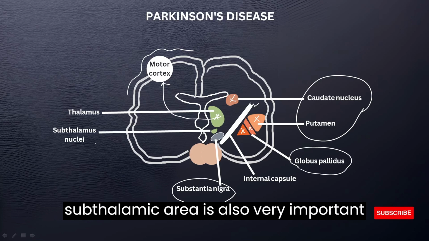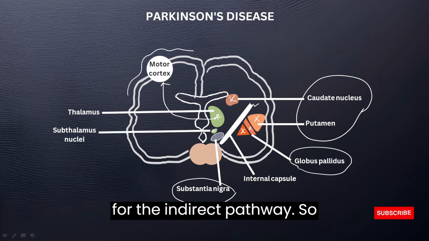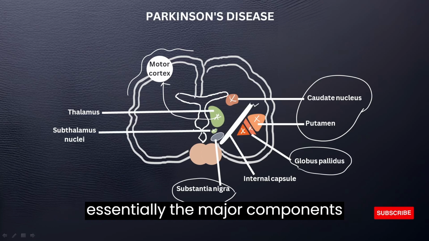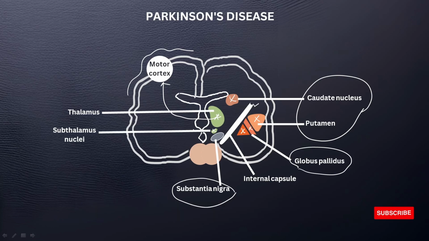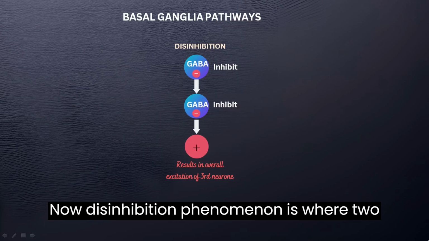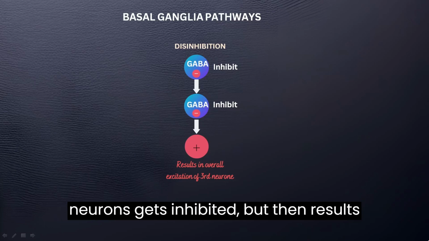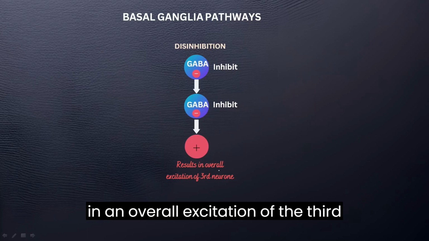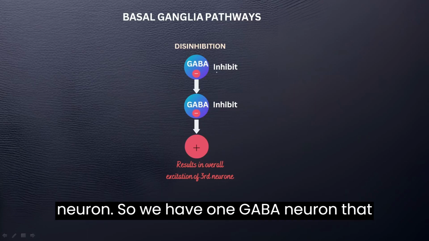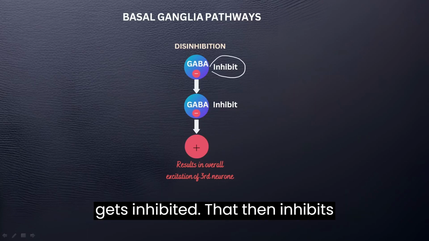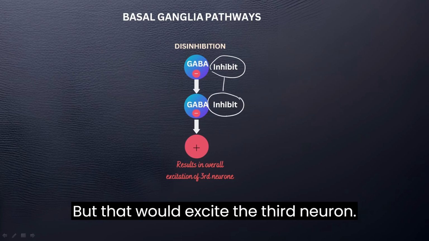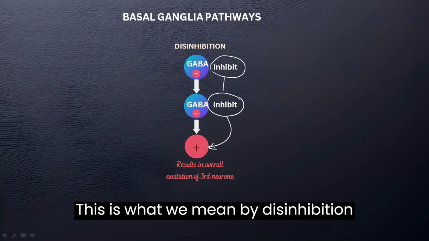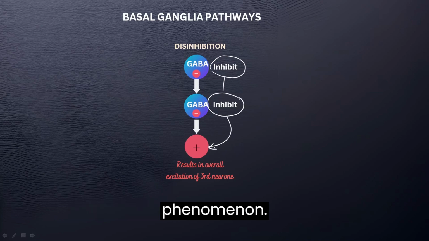The subthalamic area is also very important for the indirect pathway. So essentially, the major components of the basal ganglia include these structures that we have just seen. Now, this disinhibition phenomenon is where two neurons get inhibited, but that results in an overall excitation of a third neuron. So we have one GABA neuron that gets inhibited, that then inhibits the second population of GABA neurons, but that would excite a third neuron. This is what we mean by this disinhibition phenomenon.